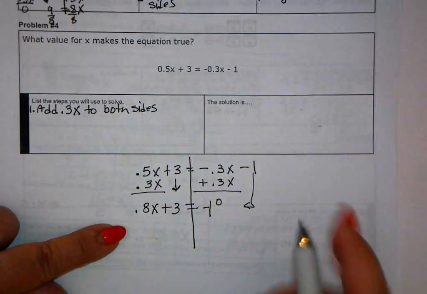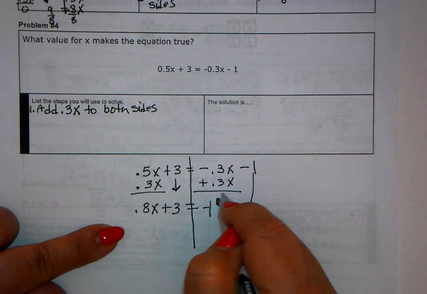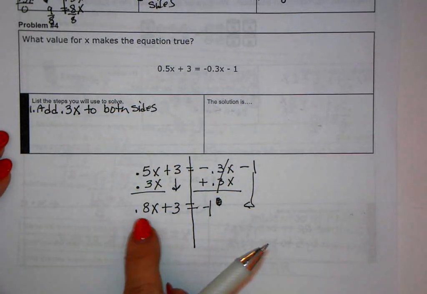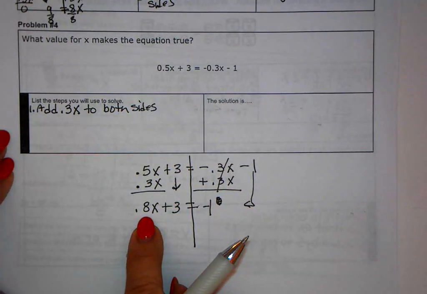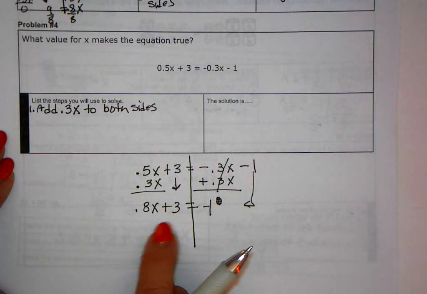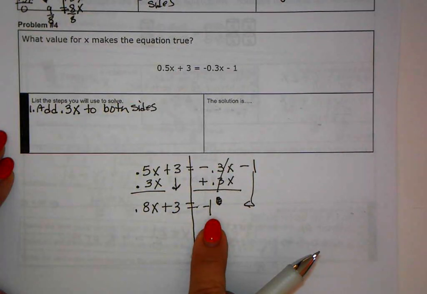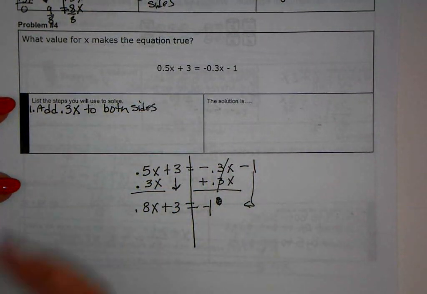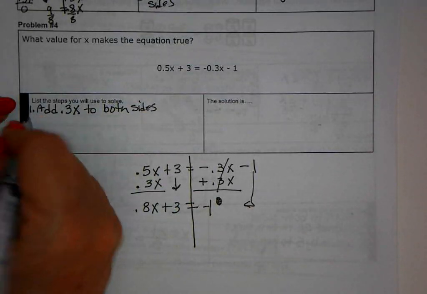Okay, and so now I have, it kind of looks weird, right? It looks like a degree. So I'm just going to show that it cancels out. The next step is I want to move my constants over. I've moved my coefficients. Now I'm going to move my constants over. And remember, the constant is the numbers that do not have a letter next to it.